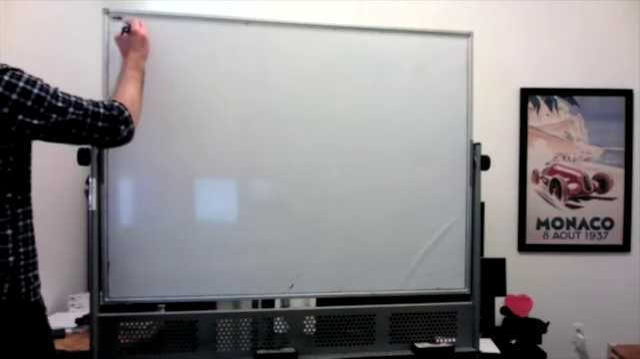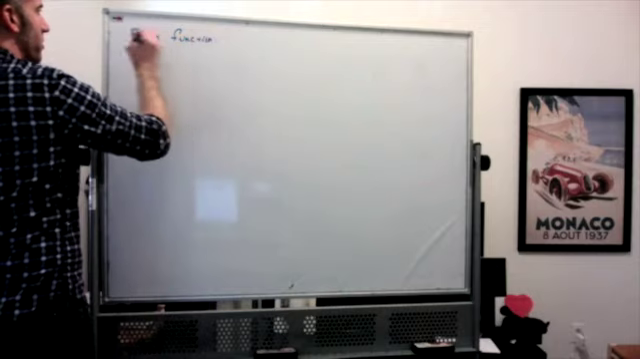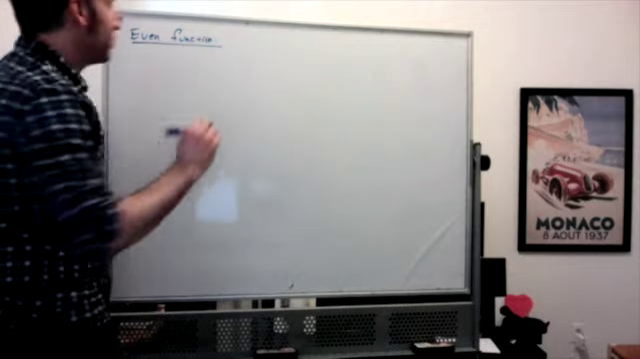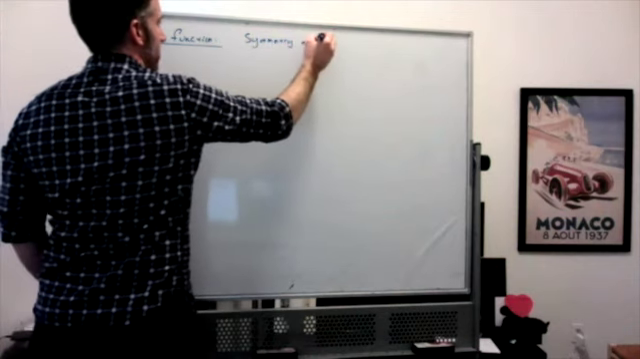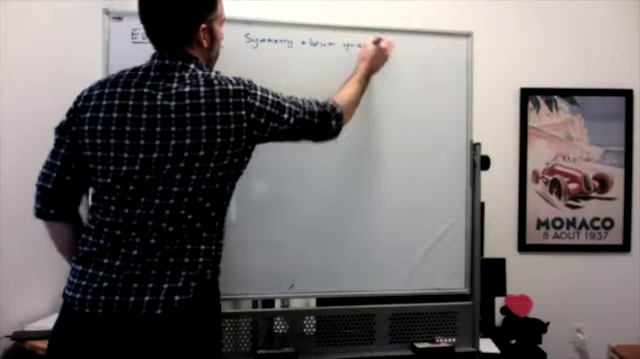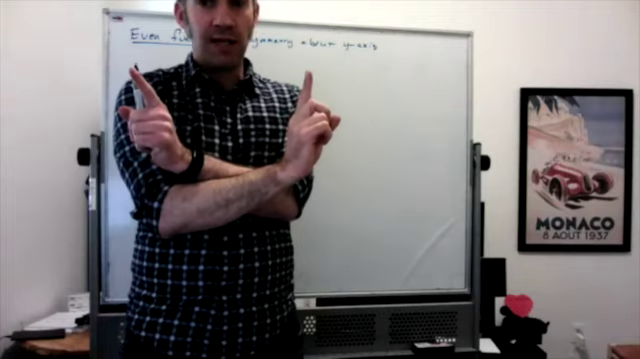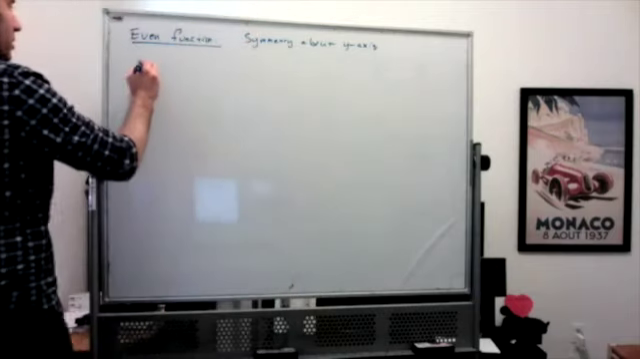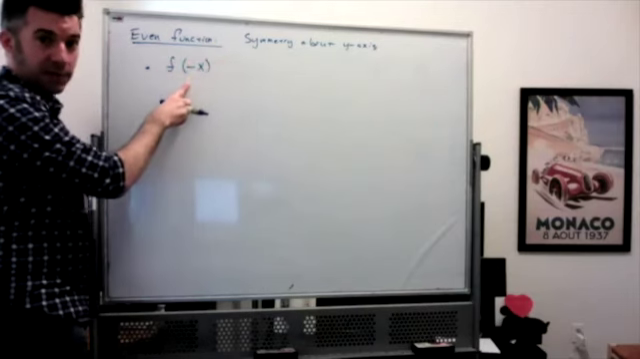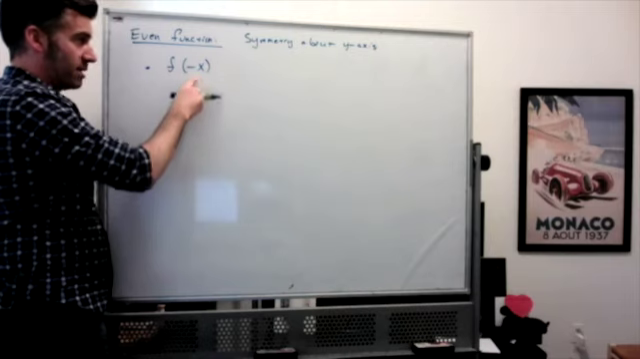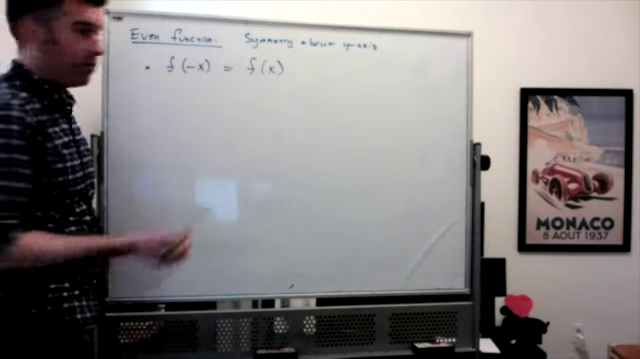Let's talk about even and odd. So even function. An even function has symmetry about the y-axis. Meaning, if you flip it around the y-axis and it looks the same, it's even. Analytically, that means f of negative x, right? If you're flipping it around the y-axis, that's when you do the negative on the inside, should look the same as the original function. Here's an example.